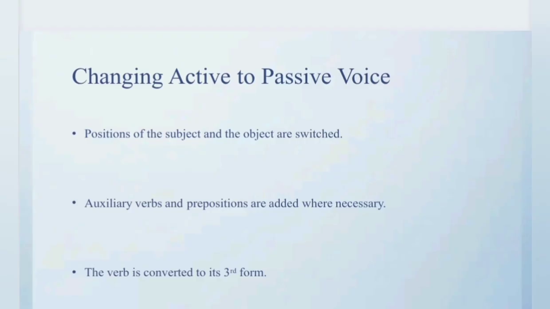In simple terms, we can also say that while we are changing active to passive voice, we are just switching the positions of the subject and the object. Subject को सबसे आगे से we take it at the end of the passive voice, whereas object becomes the subject or comes at the first place. Then we are adding an auxiliary verb, that is your helping verb. You are also adding a preposition wherever it is necessary, and whenever there is a verb, it is going to be converted into the third form.